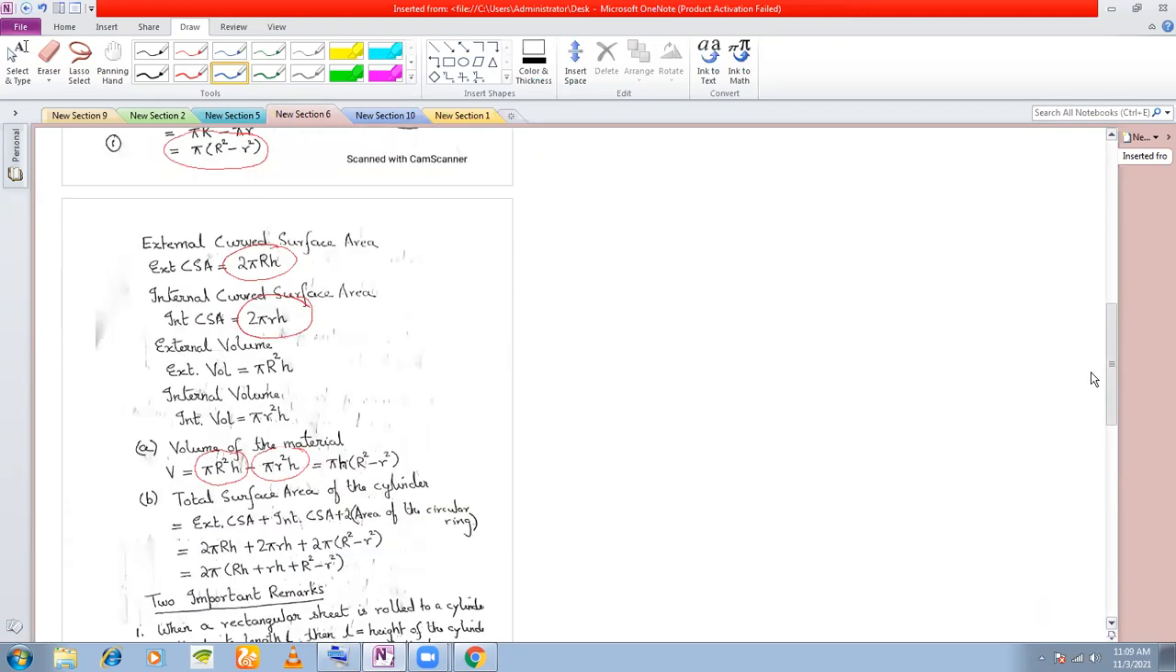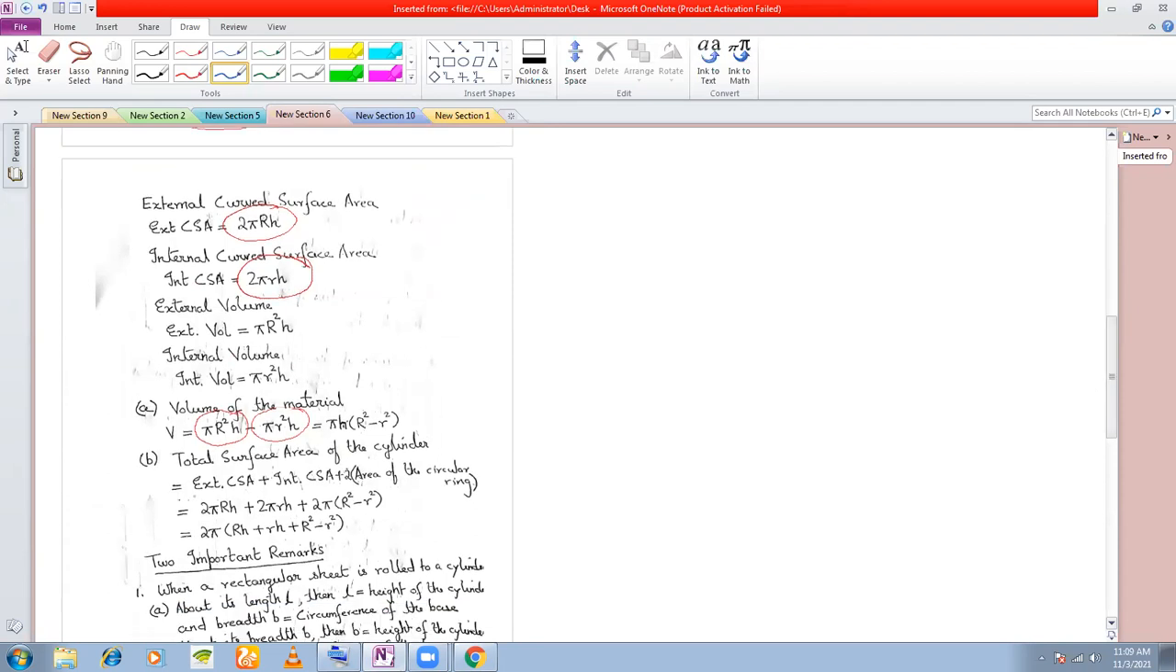So total surface area will be external curved surface area plus internal curved surface area. So 2 pi R h plus 2 pi r h. And apart from this, you also have two circular rings at the top and the bottom. The area of each circular ring is pi (R square minus r square). Because there are two circular rings, you have this component here, 2 pi (R square minus r square). So this will give you your total surface area.